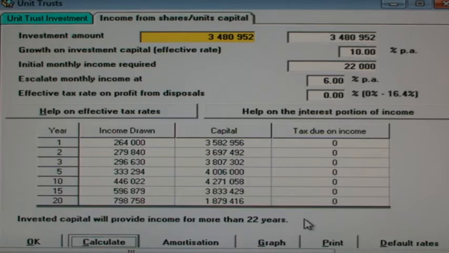We can see here that drawing as much as 22,000 Rand per month, inflation linked, this income would last for more than 22 years. And 22,000 Rand per month is 44 times more than we contributed every month when we started this investment. Obviously, the figures produced by the program must not be construed in any way as any form of quote or guarantee of what the investor may receive.